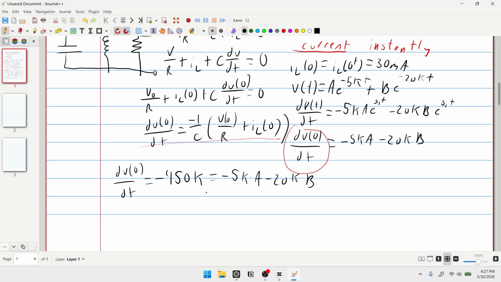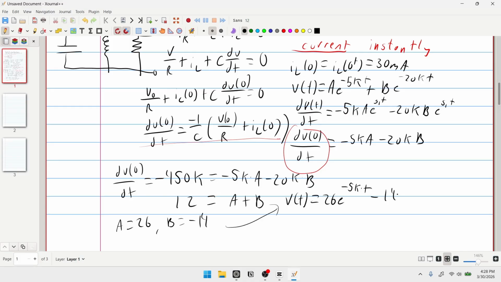Let's bring down our first equation, which was 12 equals A plus B. Plug the system into our calculator, and then we should get that A equals 26 and B equals negative 14. So bring that back into our form equation. Our final answer should be V of t equals 26 e to the negative 5,000 t minus 14 e to the negative 20,000 times t. And that is our final answer.